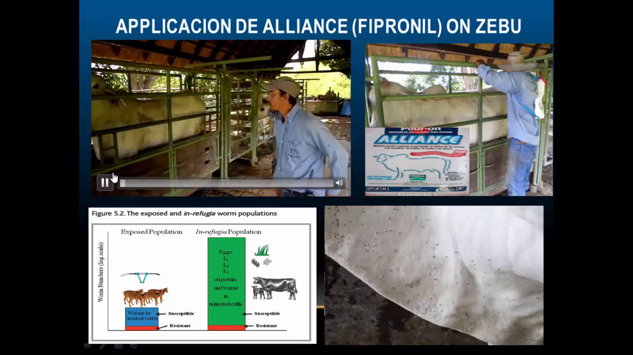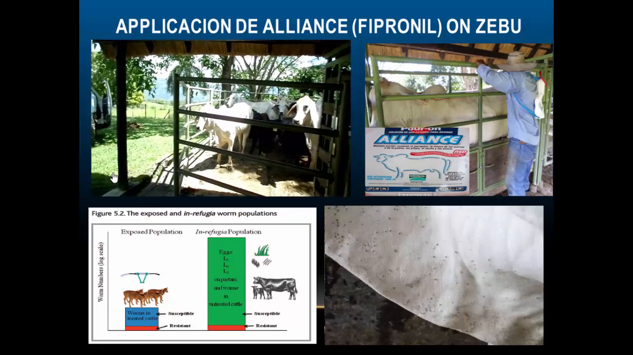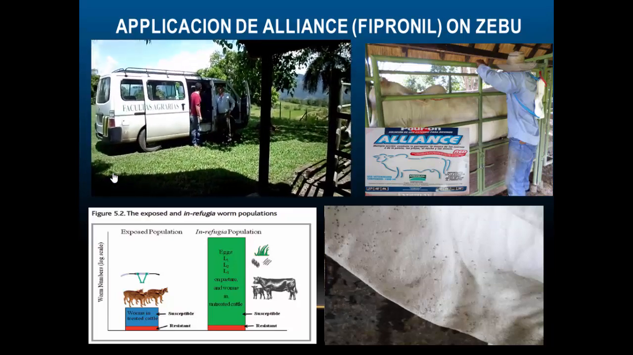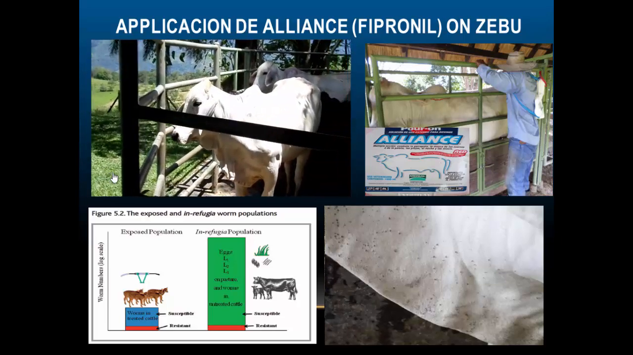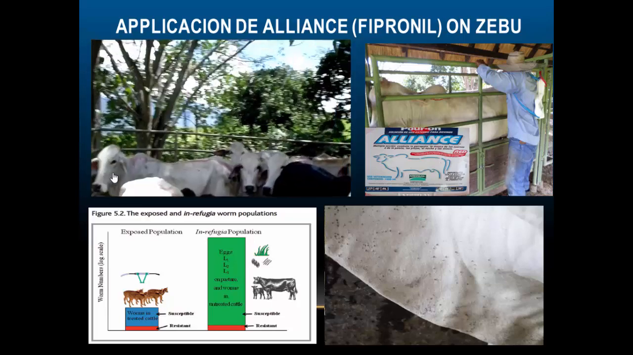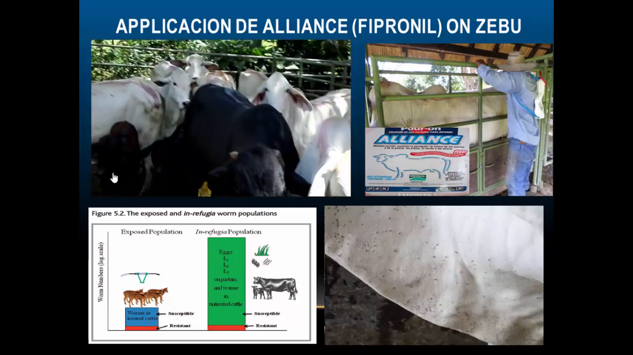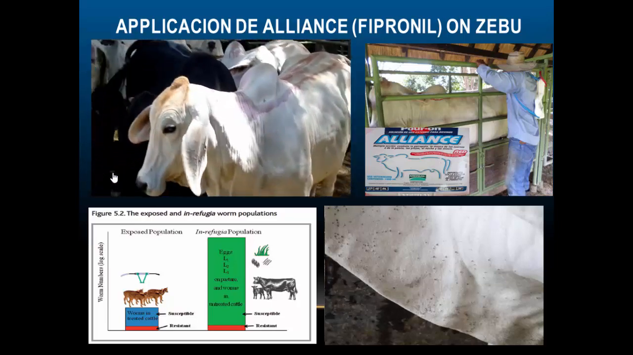In the second case, you notice they're applying Alliance on the back line of that zebu cow in that chute. And by doing so, not only are they wasting their money because this breed is resistant to most external parasites in the tropics, but they're also treating an animal that may allow a few of those susceptible ticks to survive and therefore maintain part of the so-called population in refuge.